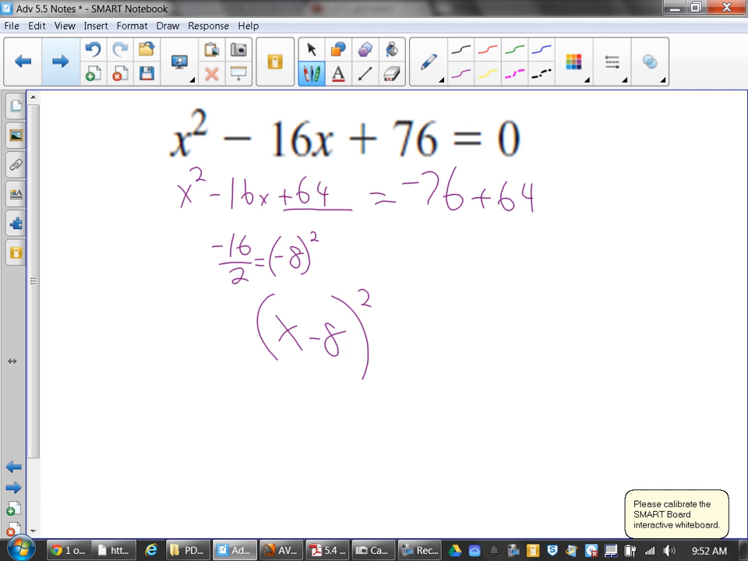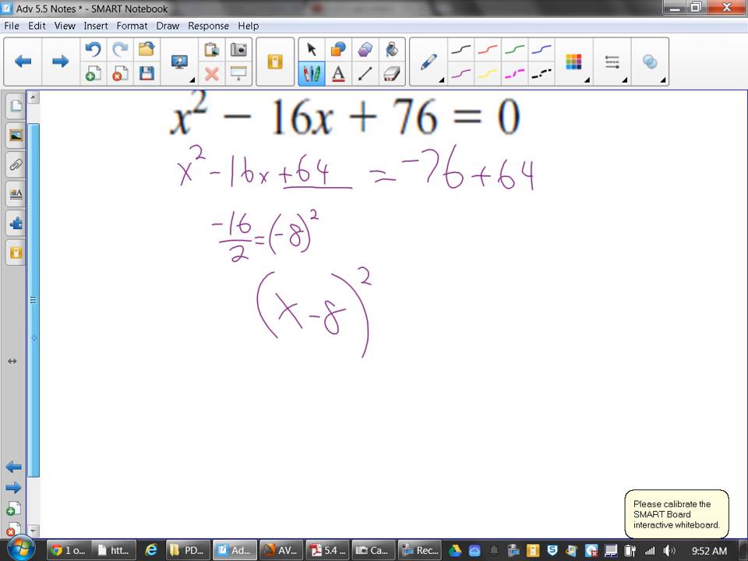Will it always work out like that? Always. Always, always, always. Just be careful to look: if your b value is negative, you know you're going to have a negative perfect square. If the b value is positive, you'll have a positive perfect square. Does that make sense? All right, what's negative 76 and 64? It's negative 12.